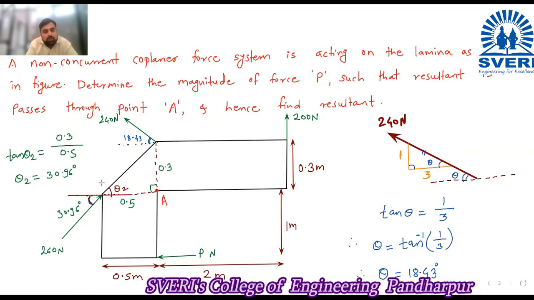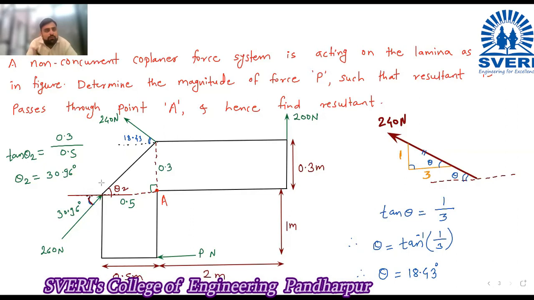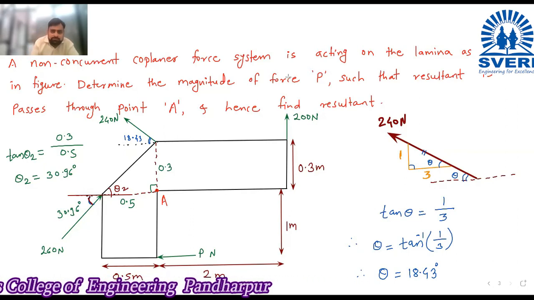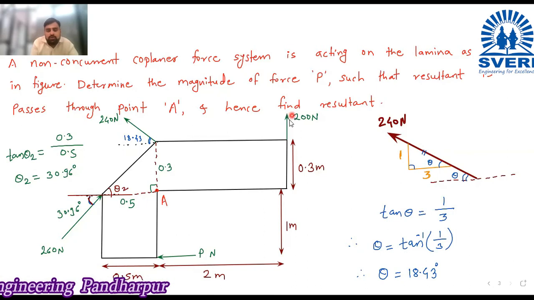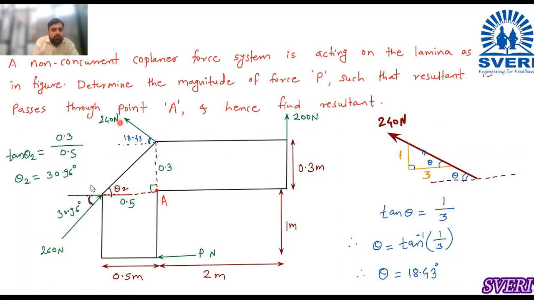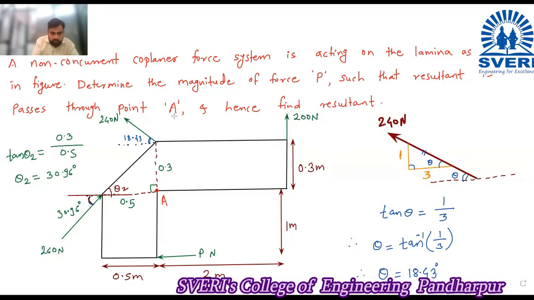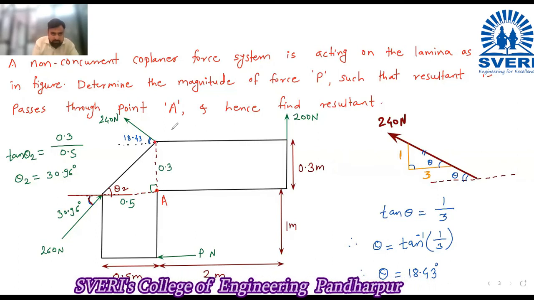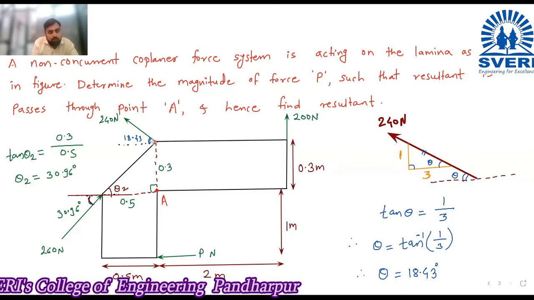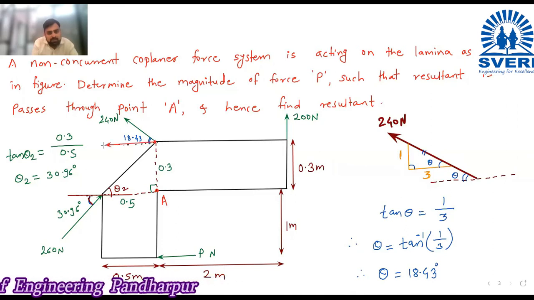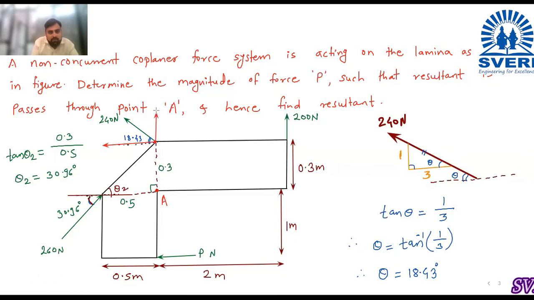Okay. Now the important thing is we have to resolve all these forces. Here you can see 200 Newton force is the vertical force, so there is no need to resolve this. P Newton is the horizontal force, so there is no need to resolve this. Now the remaining forces are 240 Newton and 260 Newton, so we have to resolve these two forces only. We will start with 240 Newton. This is our point of contact. We will draw one line parallel to the x-axis and another line parallel to the y-axis, such that our main force comes in between these two components.